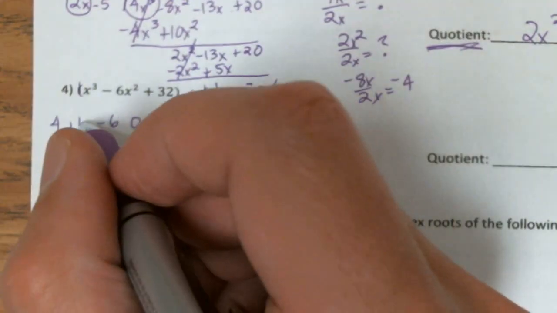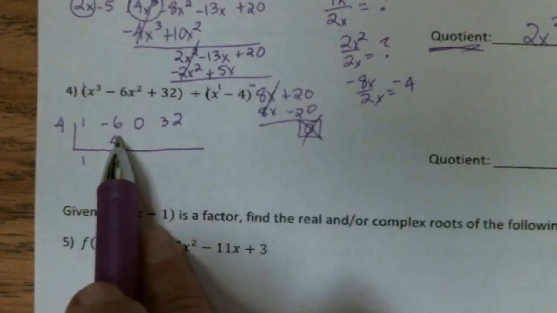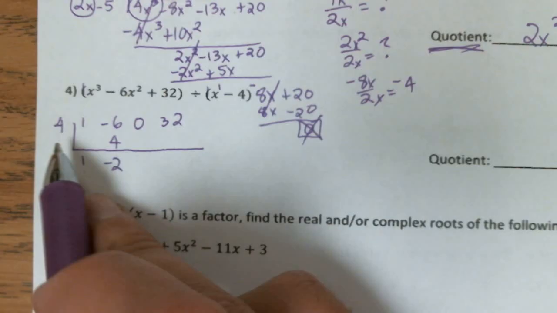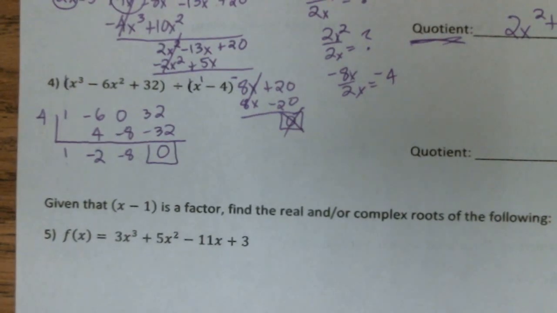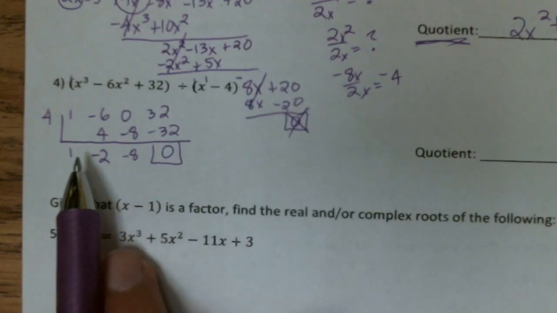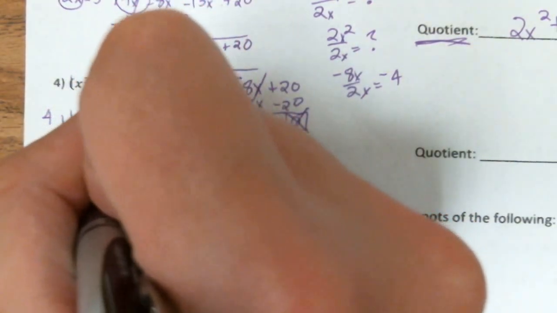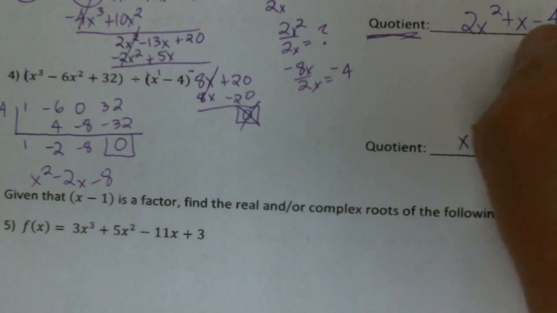Okay, synthetic division, I'm going to bring down my 1. 4 times 1 is 4. Negative 6 plus 4 is negative 2. 4 times negative 2 is negative 8. 0 plus negative 8 is negative 8. 4 times negative 8 is negative 32. And we do, in fact, get a remainder of 0. So what I'm left with is going to be the quotient. Negative 8 is my constant, negative 2 is my x, and there's my x squared, so that's x squared minus 2x minus 8. And that is my quotient.